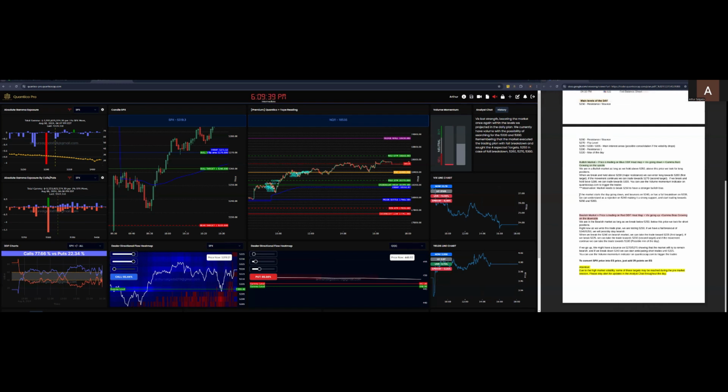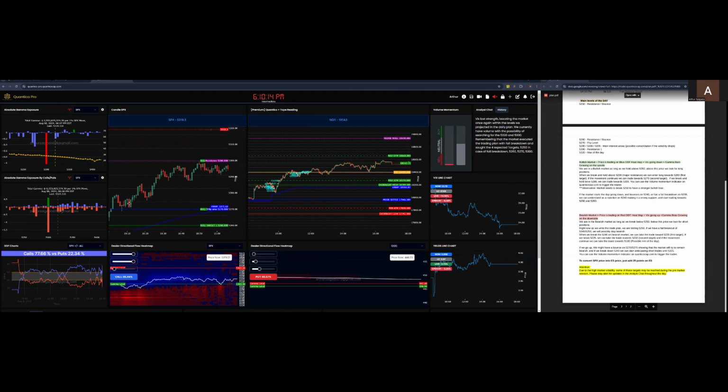And listen, that last part of the trading plan on the bullish market says if the market starts going down and bounces on 52.40 or has a failed breakdown on 52.35, we can understand that as a rejection on 52.40, making it a strong support and start trading towards 52.50 and 52.60. So even though you could have taken a stop here or maybe two stops here on the day because you followed the trading plan, you can understand this as a failed breakout of the 52.40 and start trading up. And you can see that right after you had this failed breakout, it went up the rest of the day.